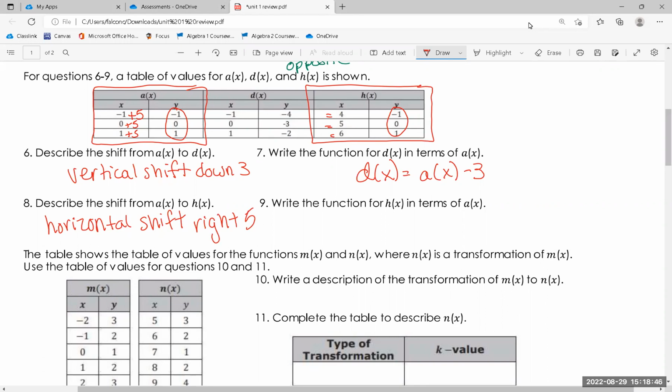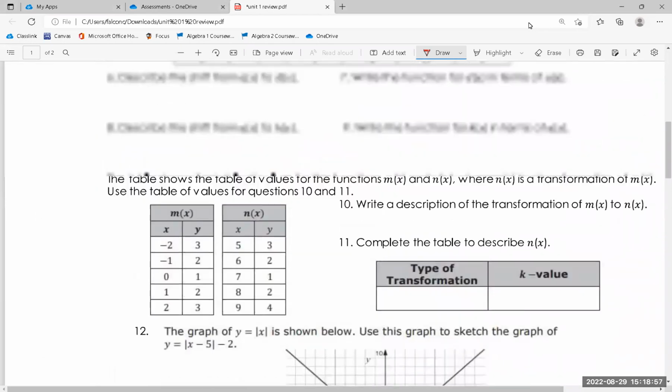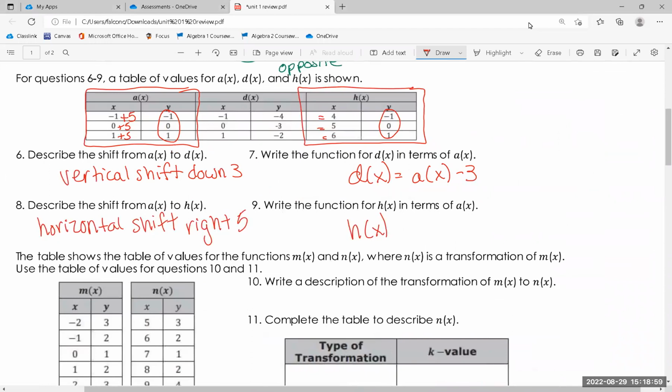For number 9, we write the function for h of x in terms of a of x. H of x is the new one, and it's equal to a of x. In this case, we are inside the parentheses because it's a horizontal shift. And we're going to be subtracting the 5 because, again, with horizontal shifts, it's the opposite of what you think it should be in the parentheses. So we're subtracting 5 in the parentheses.